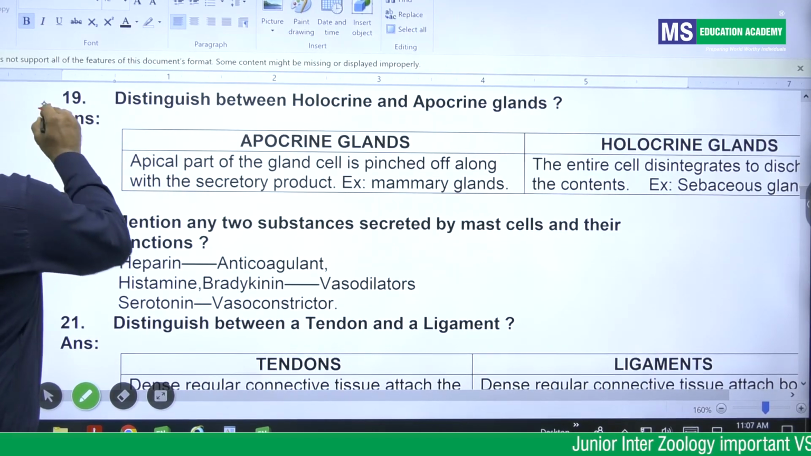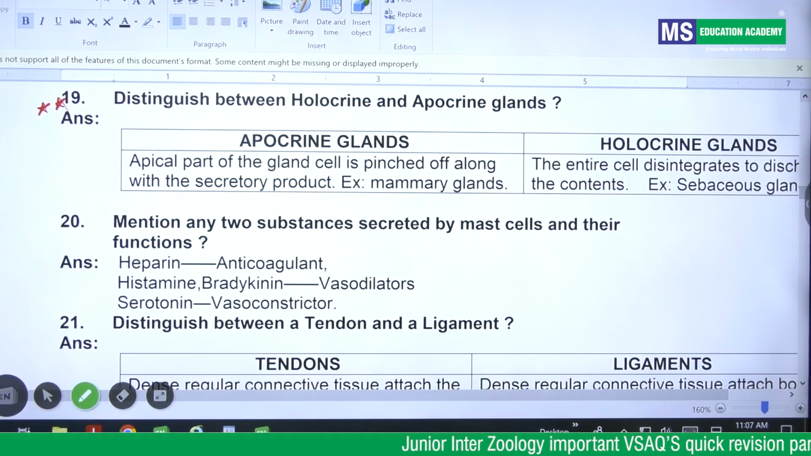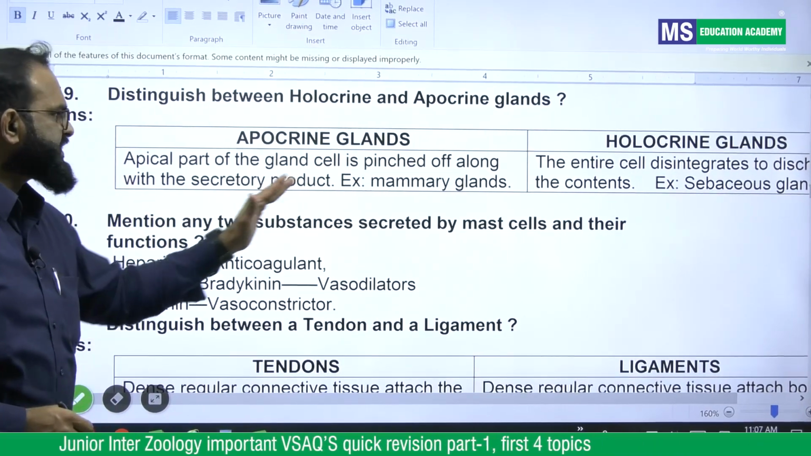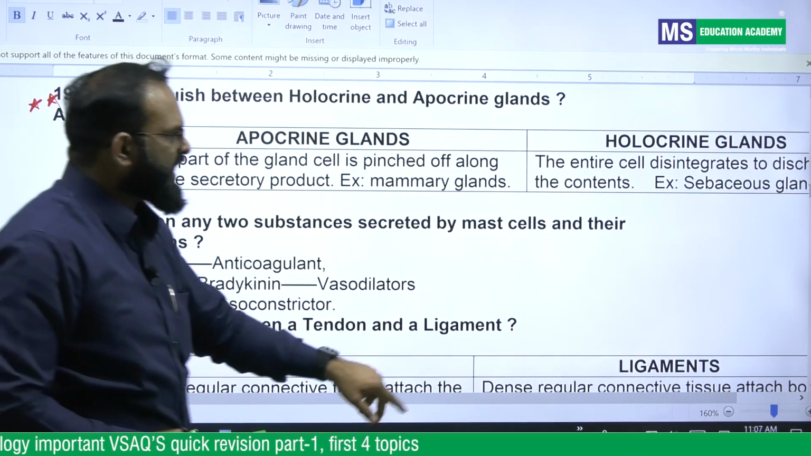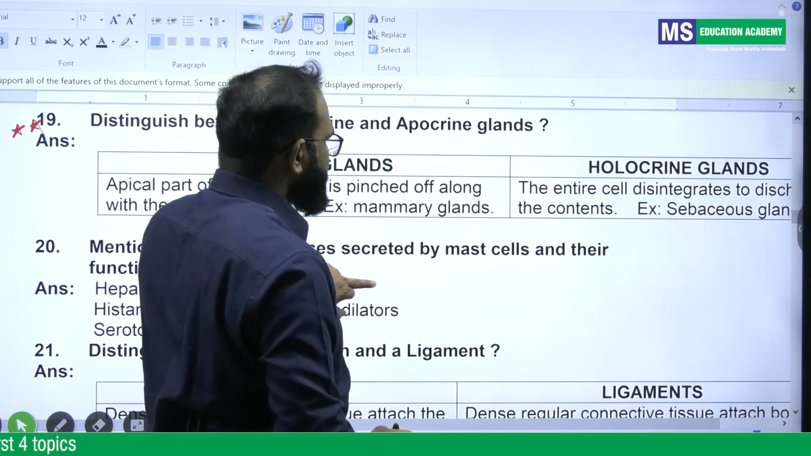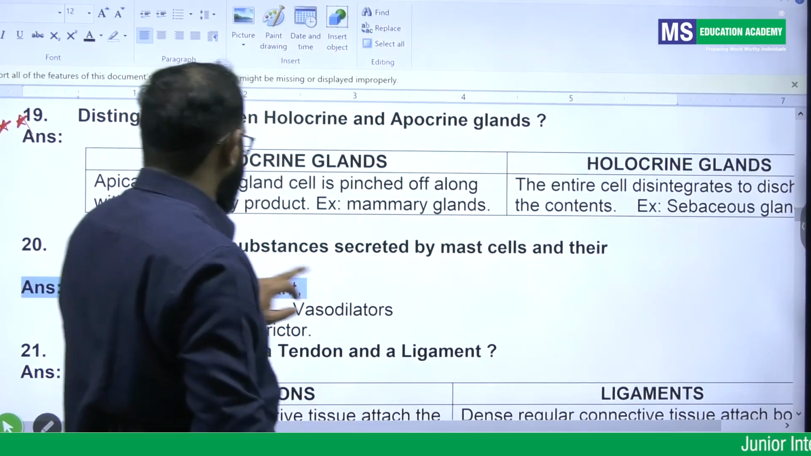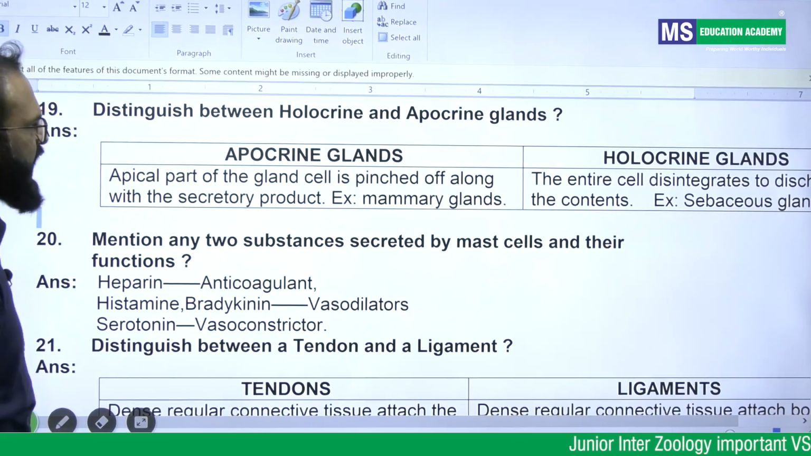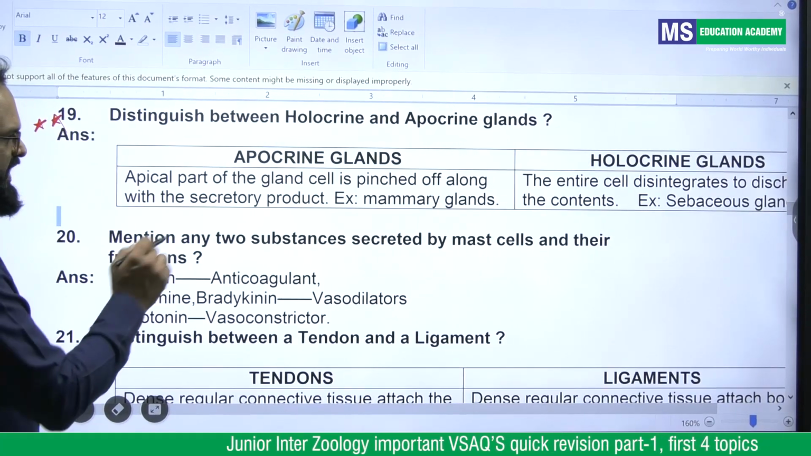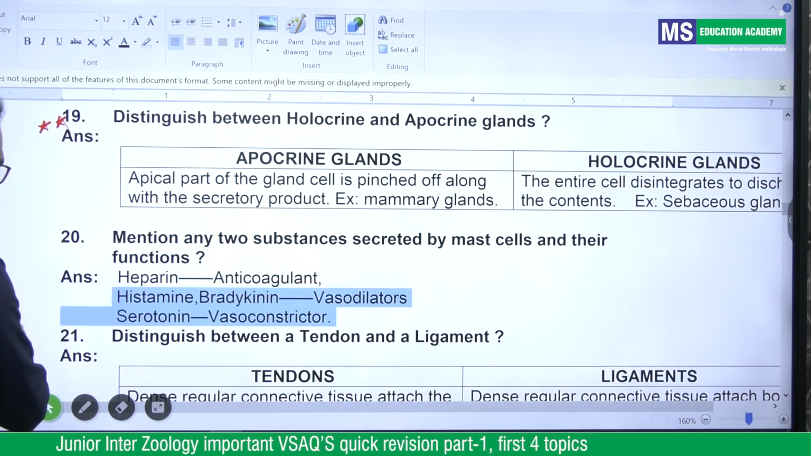Again I am giving you double stars, students. Apocrine means the apical part of the gland is pinched off along with the secretory product. Example, mammary gland. Holocrine means the entire cell disintegrates to discharge the contents. Example, sebaceous glands.